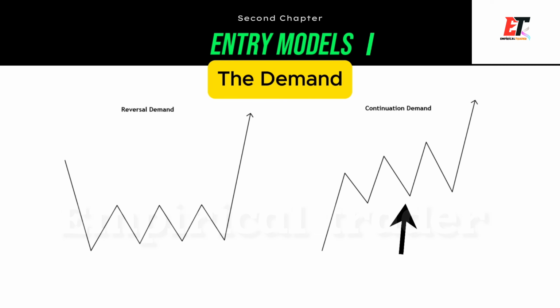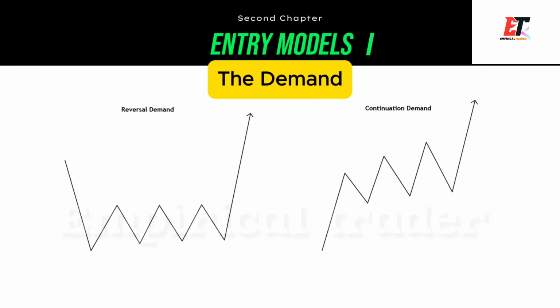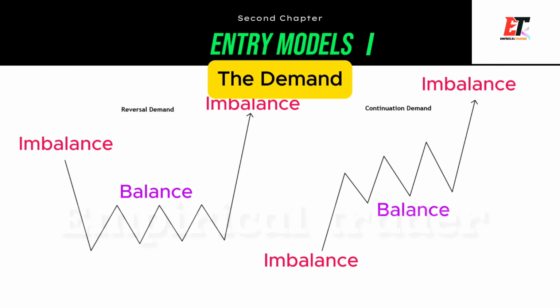The continuation is seen by a significant upside movement, then a slow upside movement, and another significant upside movement. This market movement is named a rally, base, rally. So you should be able to notice how the market is balanced. Then it breaks the balance and becomes an imbalanced or inefficient market, and the market looks to rebalance itself.